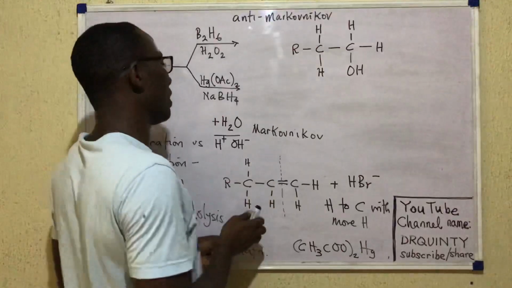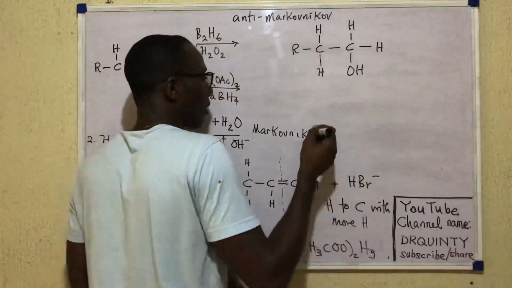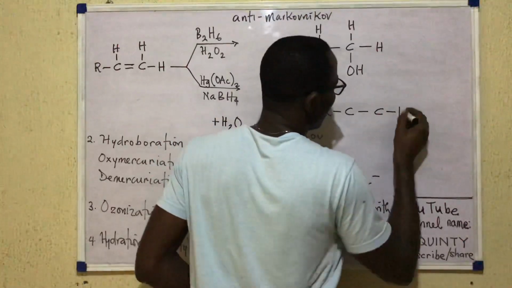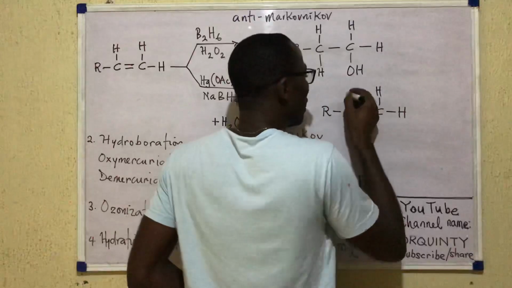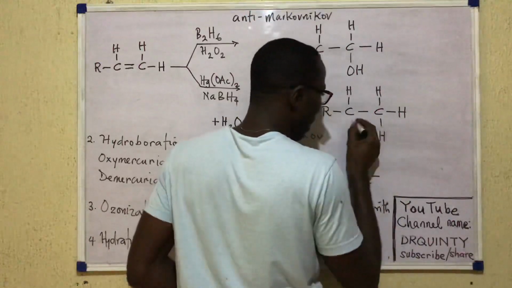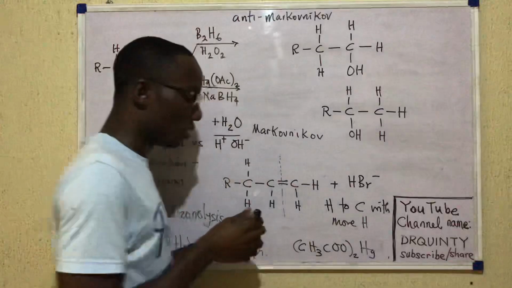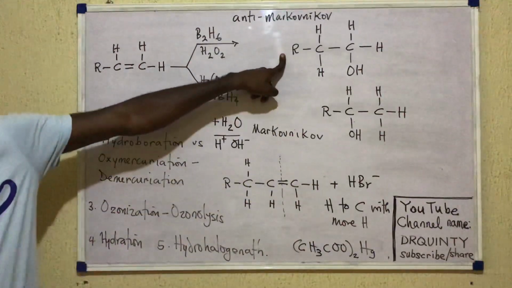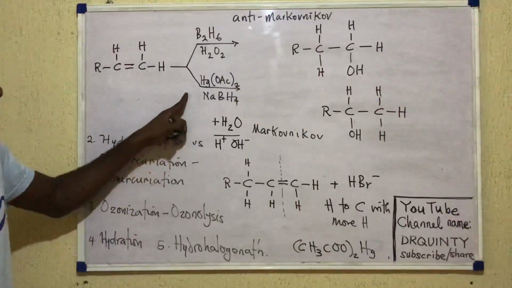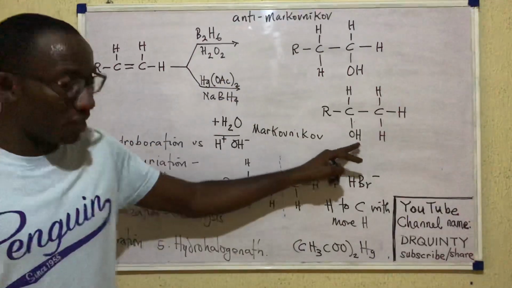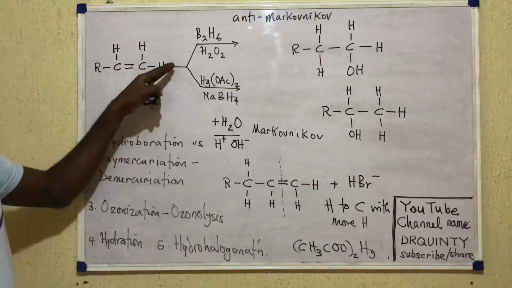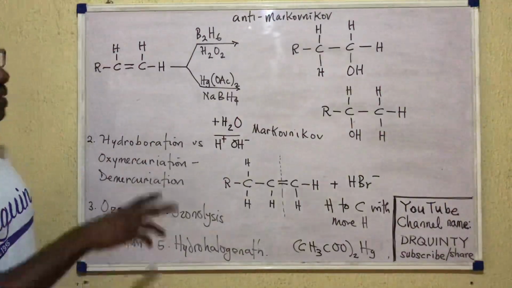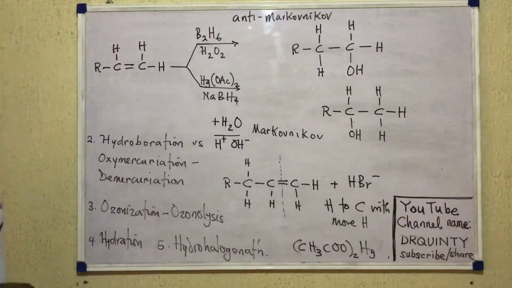But in this lower case, the product is as predicted by Markovnikov, so that we have R, C and C, with H, H, H down here, and then OH there. So this is according to Markovnikov's rule, but that is the opposite of Markovnikov's rule. So oxymercuriation followed by reduction is Markovnikov, whereas hydroboration followed by oxidation is anti-Markovnikov. So that's the difference between these two reactions.